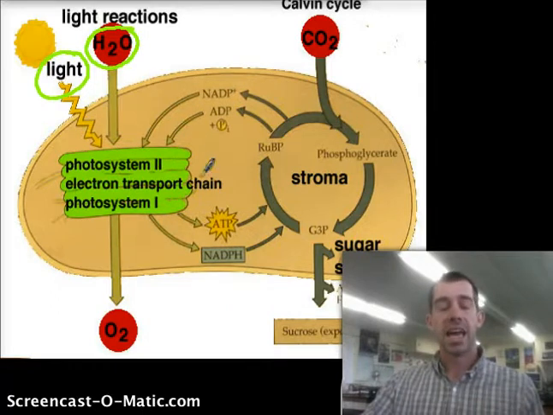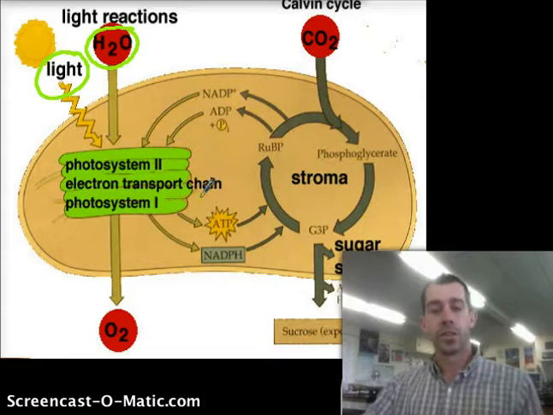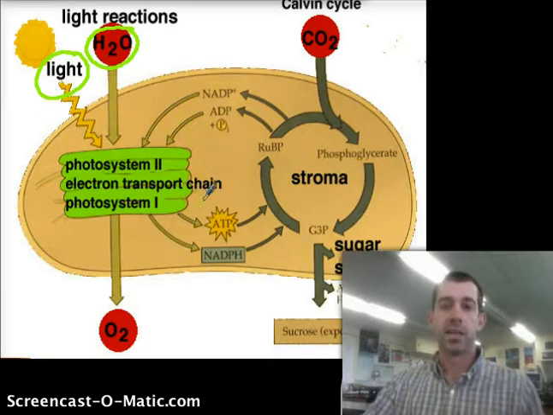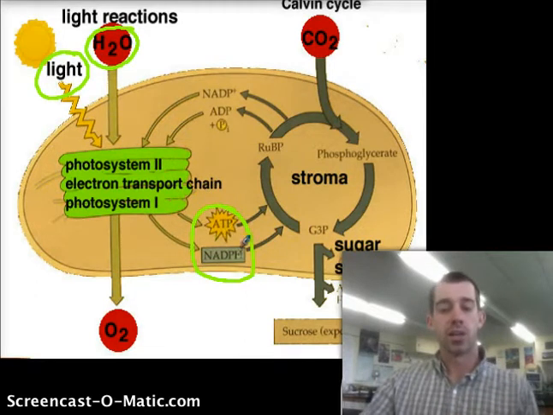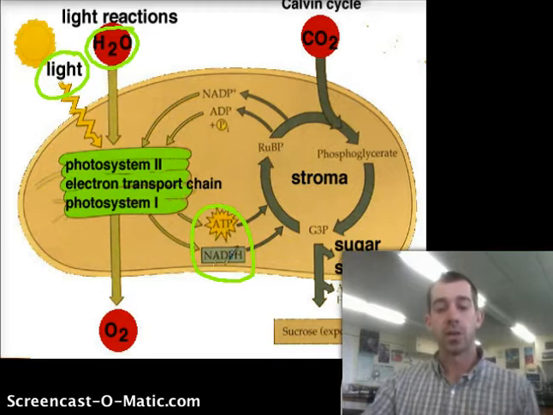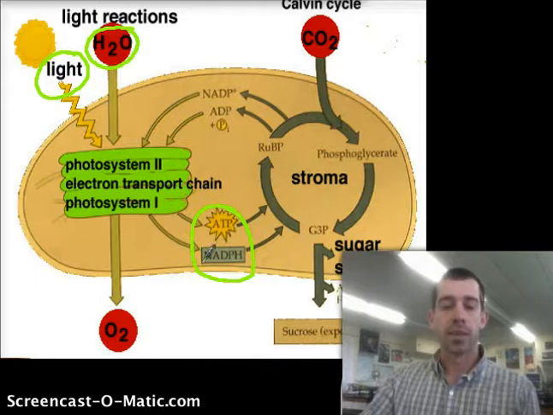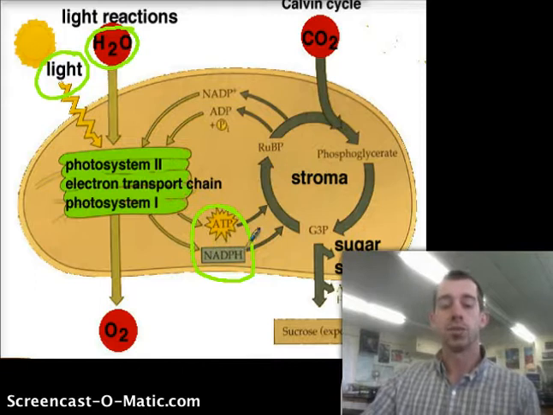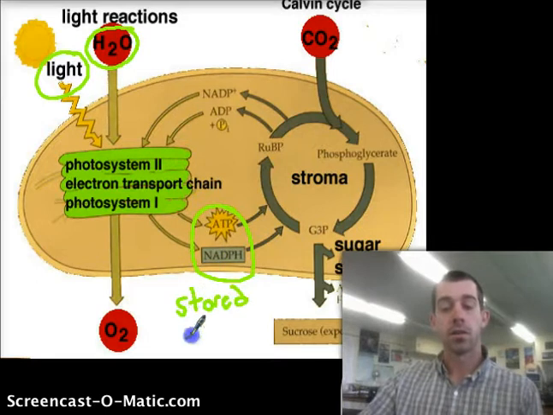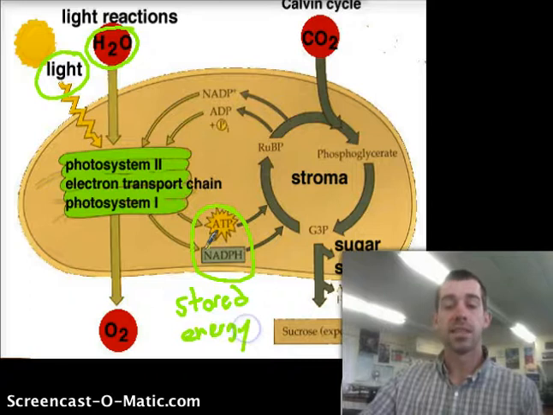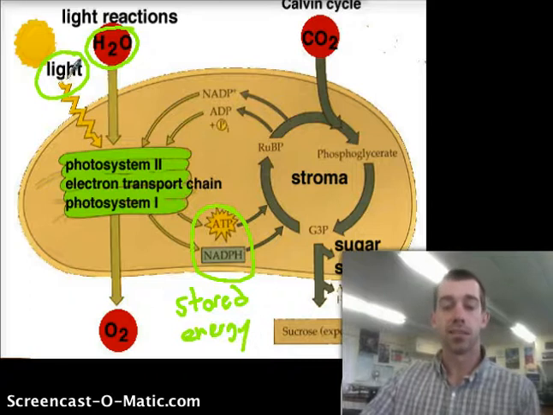And then those protons are allowed to flow back across the membrane, and the energy that's released is used to produce lots of ATP. And the electrons, which have become high energy, are also picked up by this NADPH as well. So we've got high energy electrons and we've got ATP, both of which are examples of stored energy. And this energy originally came from the light that hits the chloroplast.